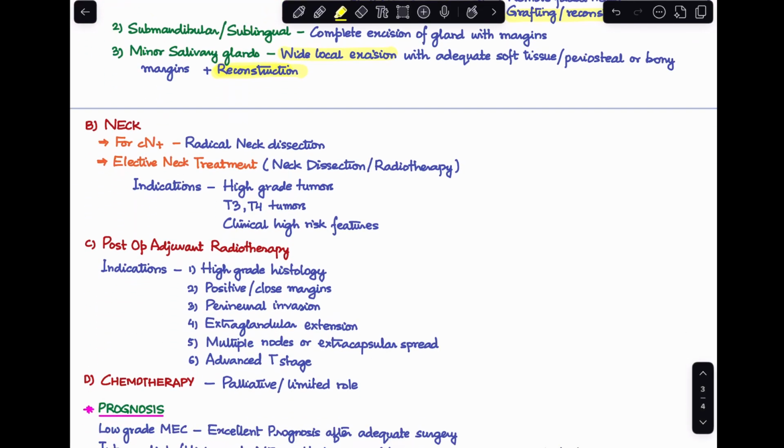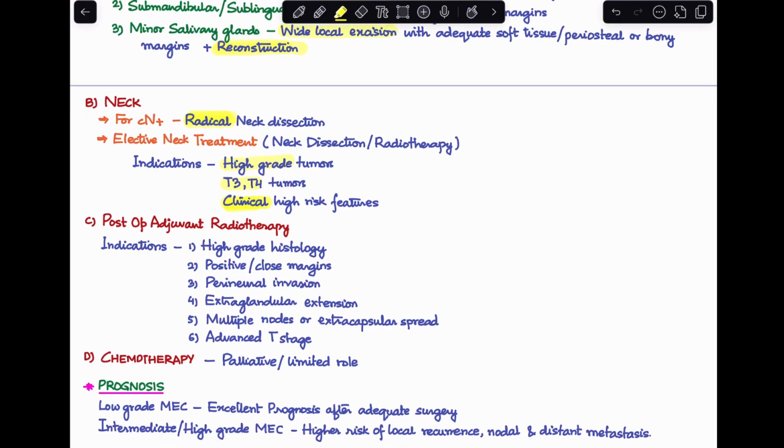Now let's look at the neck treatment. So in case we find clinically positive neck nodes, in that case, without any doubt, we'll directly go for radical neck dissection. But in some cases where we do not have clinical neck nodes, when do we consider elective neck treatment? Now, elective neck treatment can either be neck dissection or radiotherapy. The indications for elective neck treatment in the absence of clinical neck node positive would be having high grade tumors, T3 or T4 tumors, and clinical high risk features, which I have just discussed a little while back. So that's about the neck treatment.